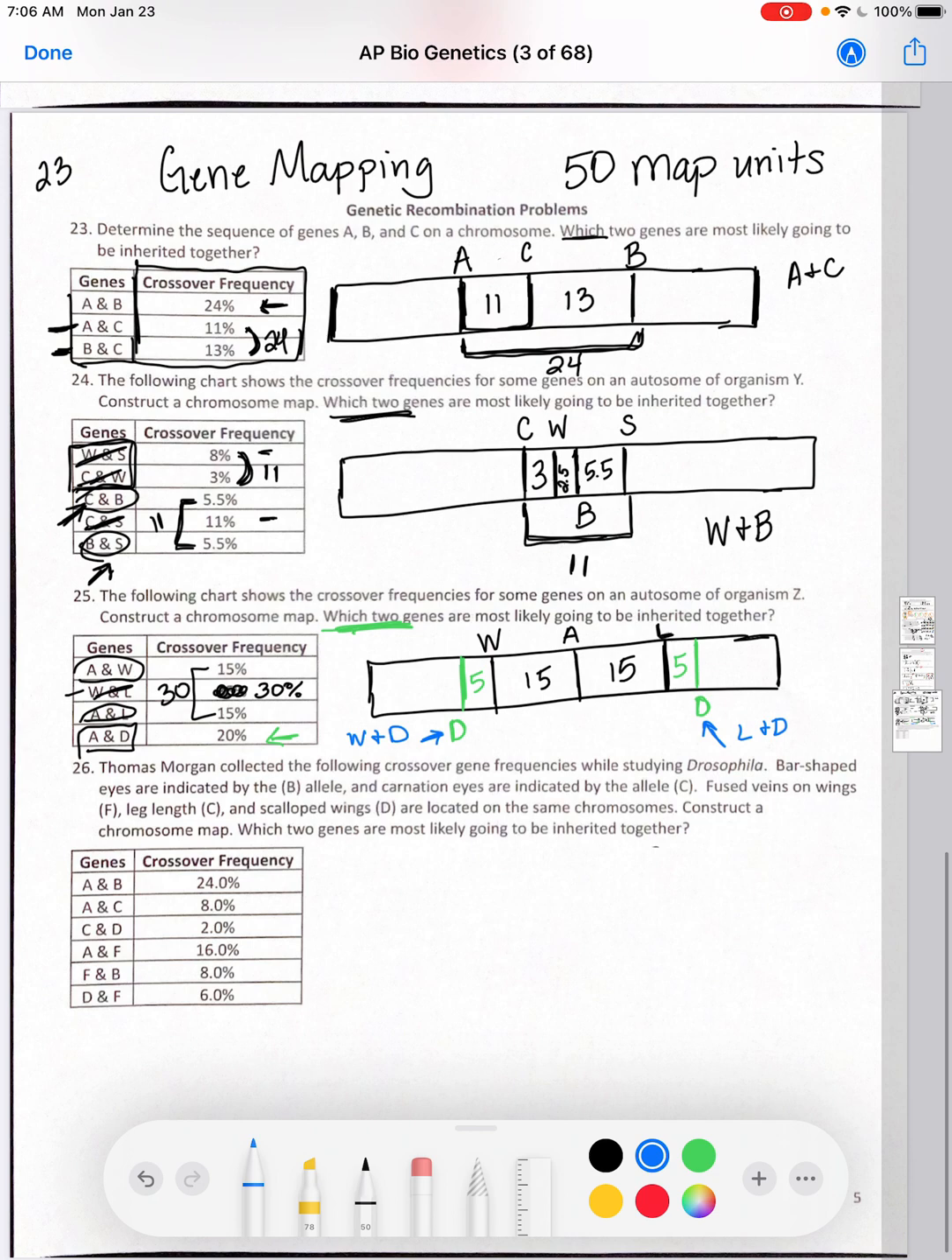So if you guys were arguing in the classroom, that is exactly what just happened, okay? All right, so then let's look at 26, because this one's got more on here.